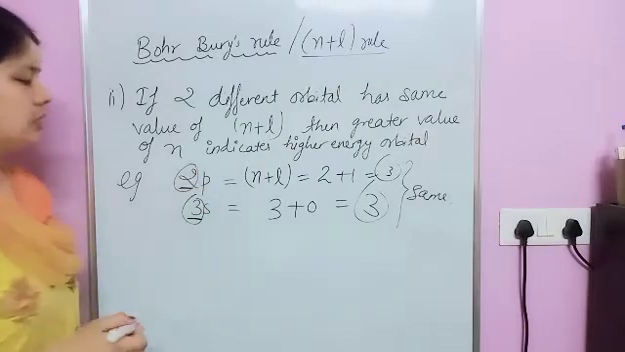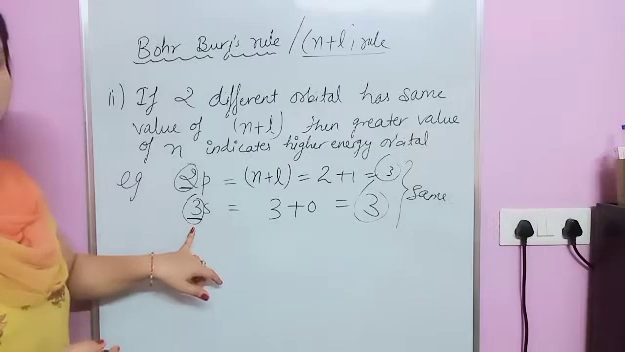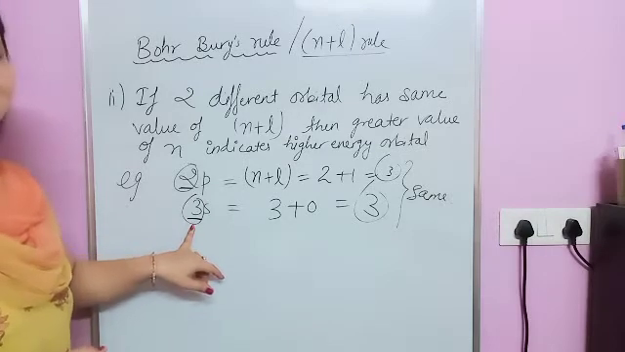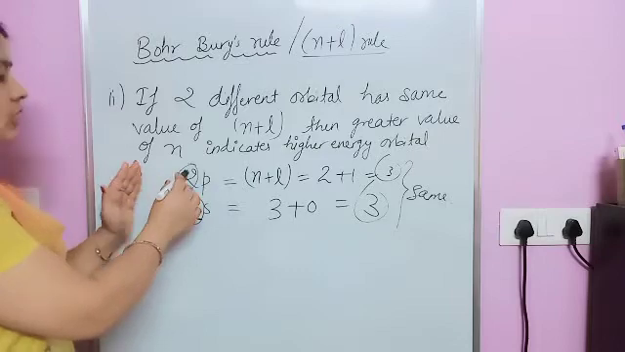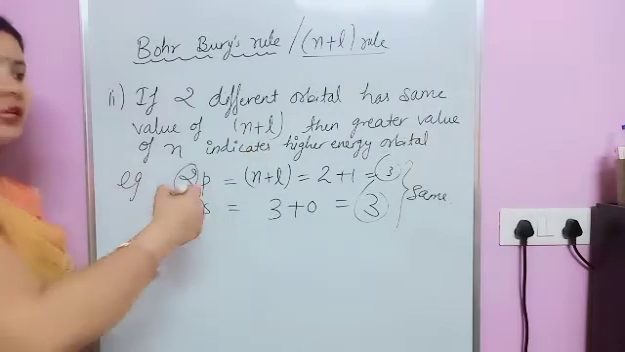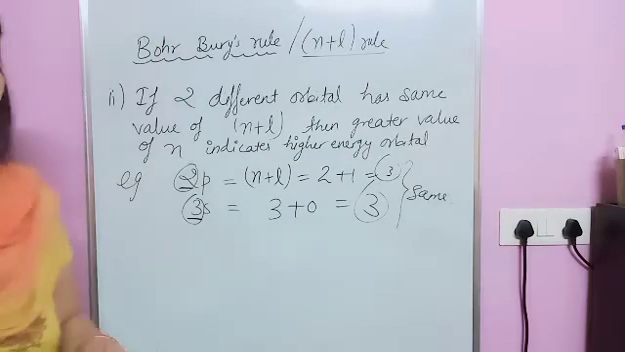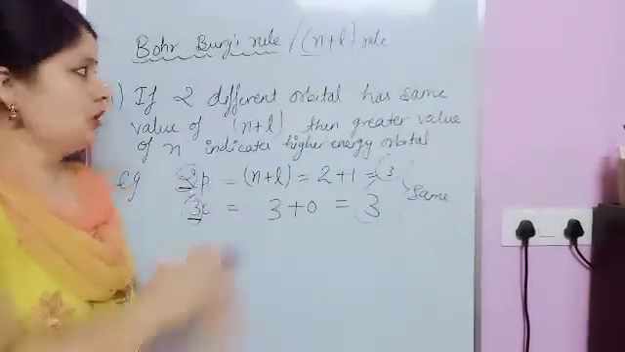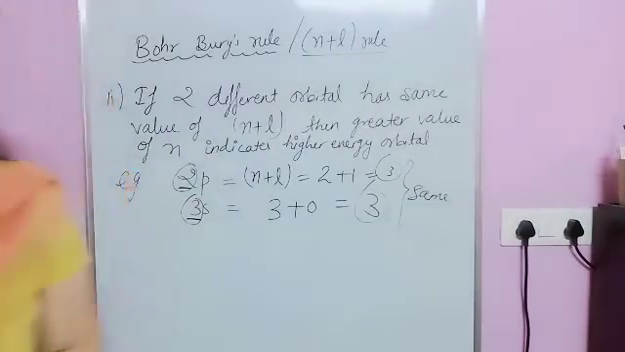So which has the greater value of n? That one is 3. So this indicates that its energy is higher, and this one is the lower one, with less value of n. This indicates less energy. That's why 2p is filled before 3s, although both have the same value of n plus l. So this one is your n plus l rule.